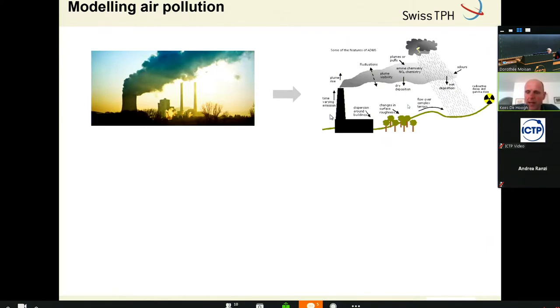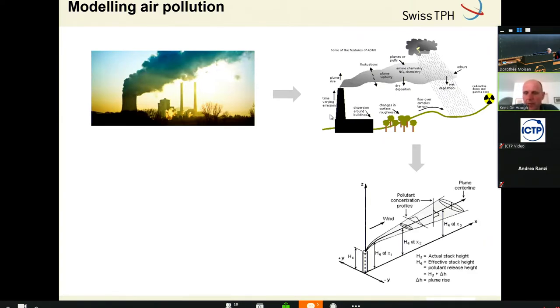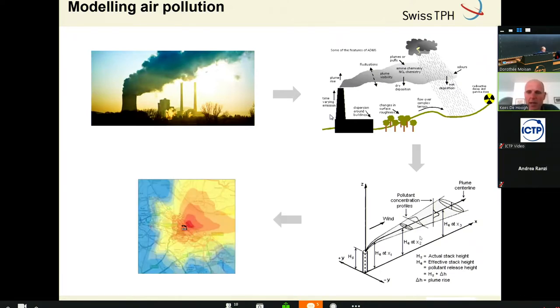Now, this is quite complicated, but thankfully people already worked on this and they put this into a nice equation, the Gaussian plume equation, where they use a lot of these parameters you see here, but they put it into a mathematical equation. And this is then underlying of a dispersion model you can buy from these companies. And what it will produce is something like this, an actual pollution surface around, in this case here, a point source.